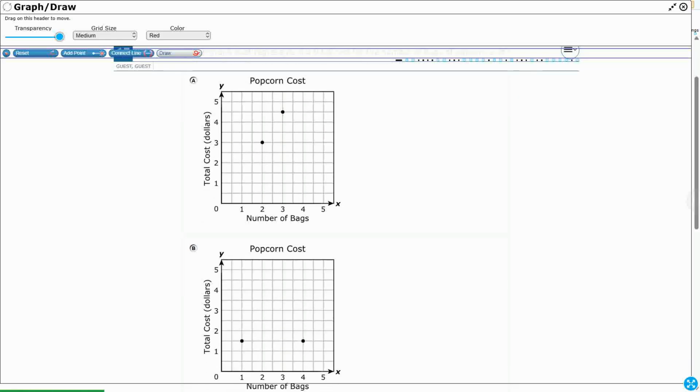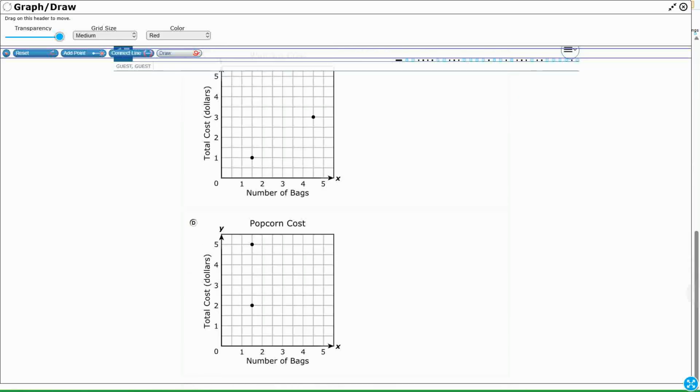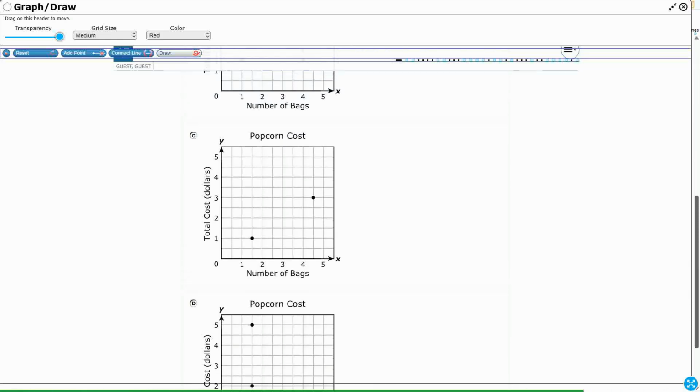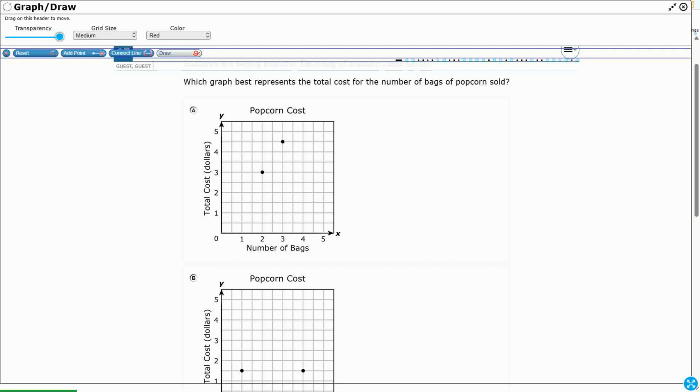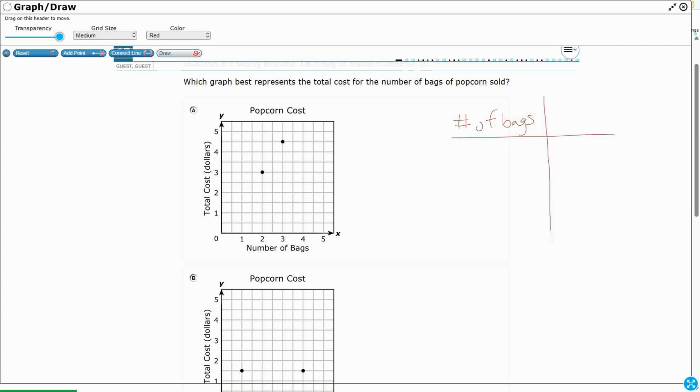Take a look at all of these. The number of bags is going to be the X value, right? And then the total cost in dollars is going to be the Y value, because that's how they've labeled each of these X and Y axes. All right, so we're going to put number of bags right here, and then let's put total cost. I'm just going to put a dollar sign right there.